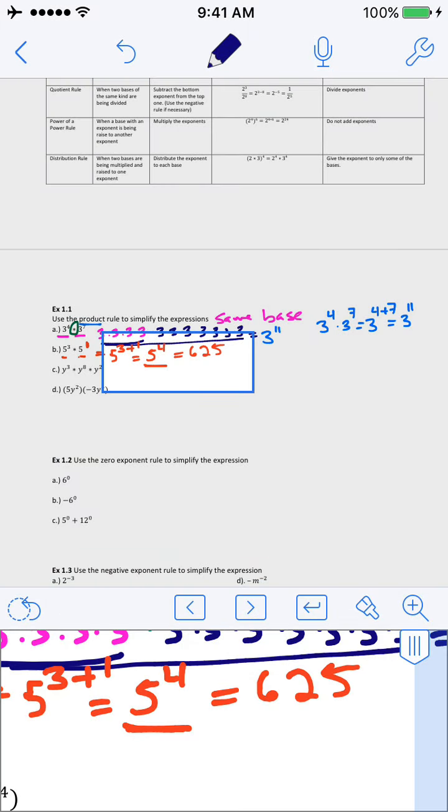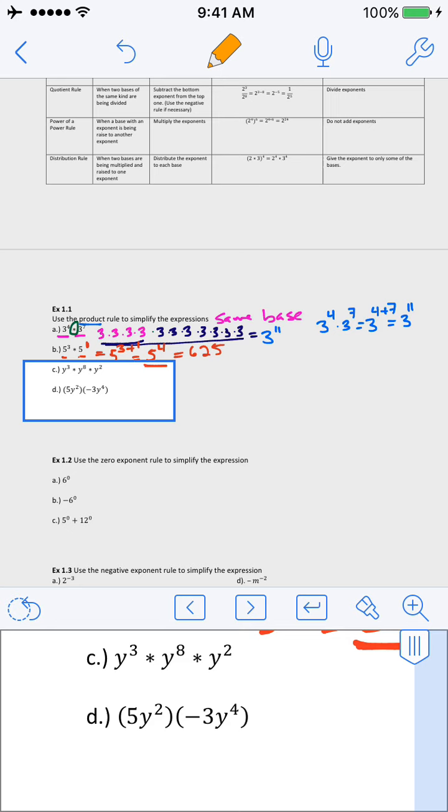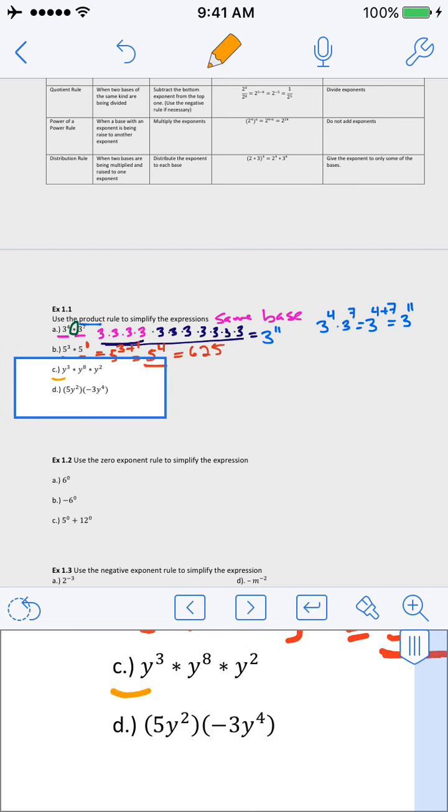Alright, let's continue on to the next one. I don't know why I'm favoring this blue today. This one, now we have variables, but remember, a variable is just a number we don't know yet. So they follow all the same rules, right? Variables, big numbers, they don't change anything about the rules. They have to follow all the same thing. So all we have to do is check, do we have the same base? Looks like we do. They're all y's in this situation. Yes, there are 3 of them, but they're all being multiplied. So the product rule can be applied twice.